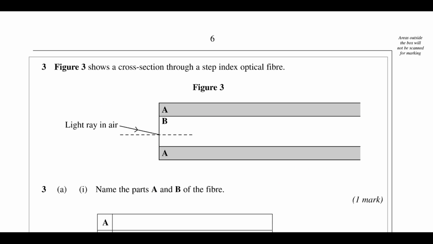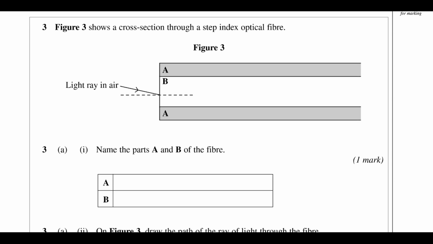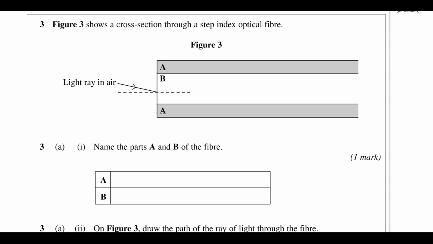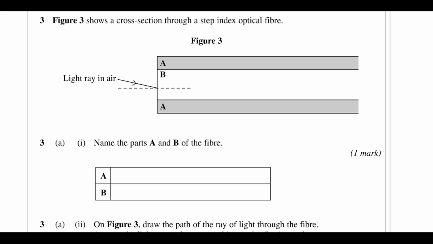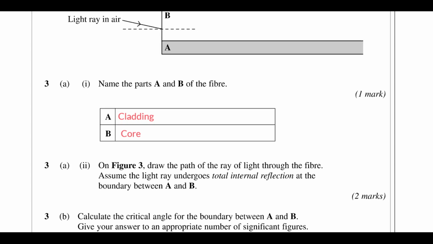Okay, so we've got a cross-sectional look at an optical fibre. So we're going to be looking at some refraction and TIR by the looks of it. So the first thing they want to do is name the parts A and B of the fibre. So that's what we've got there. So A is on the outside, so that's your cladding. B is on the inside, so that's your core. Really straightforward there.